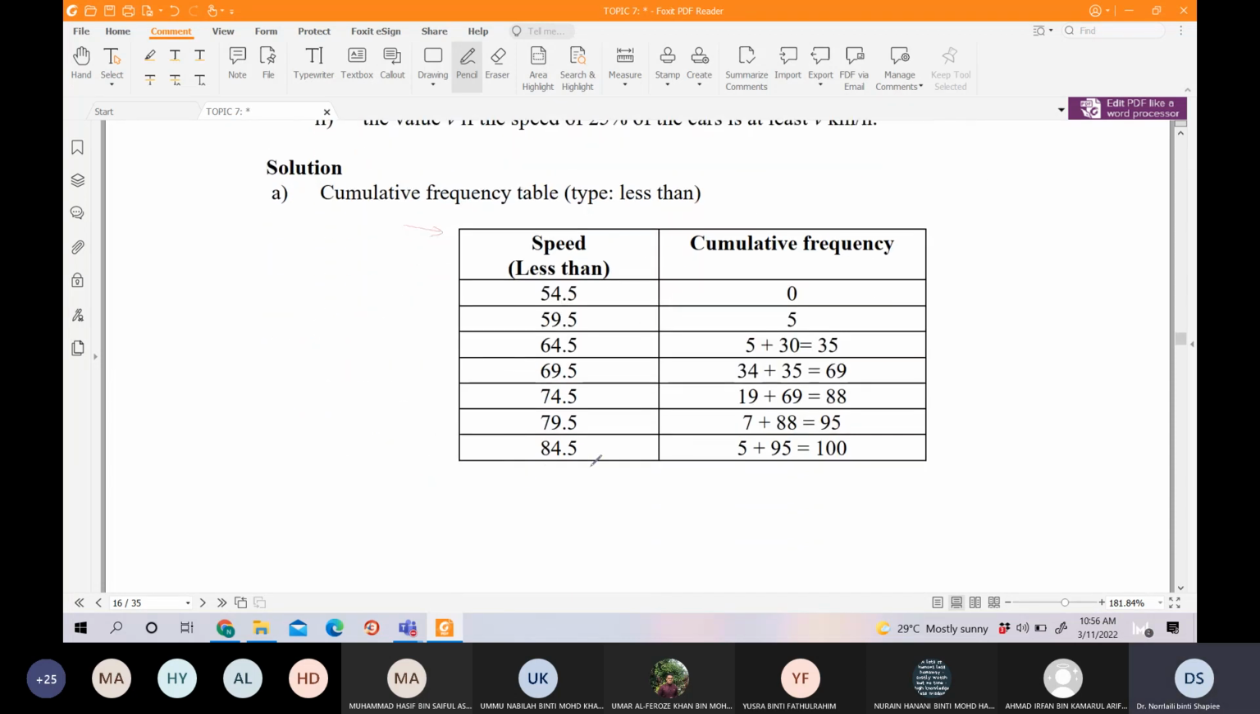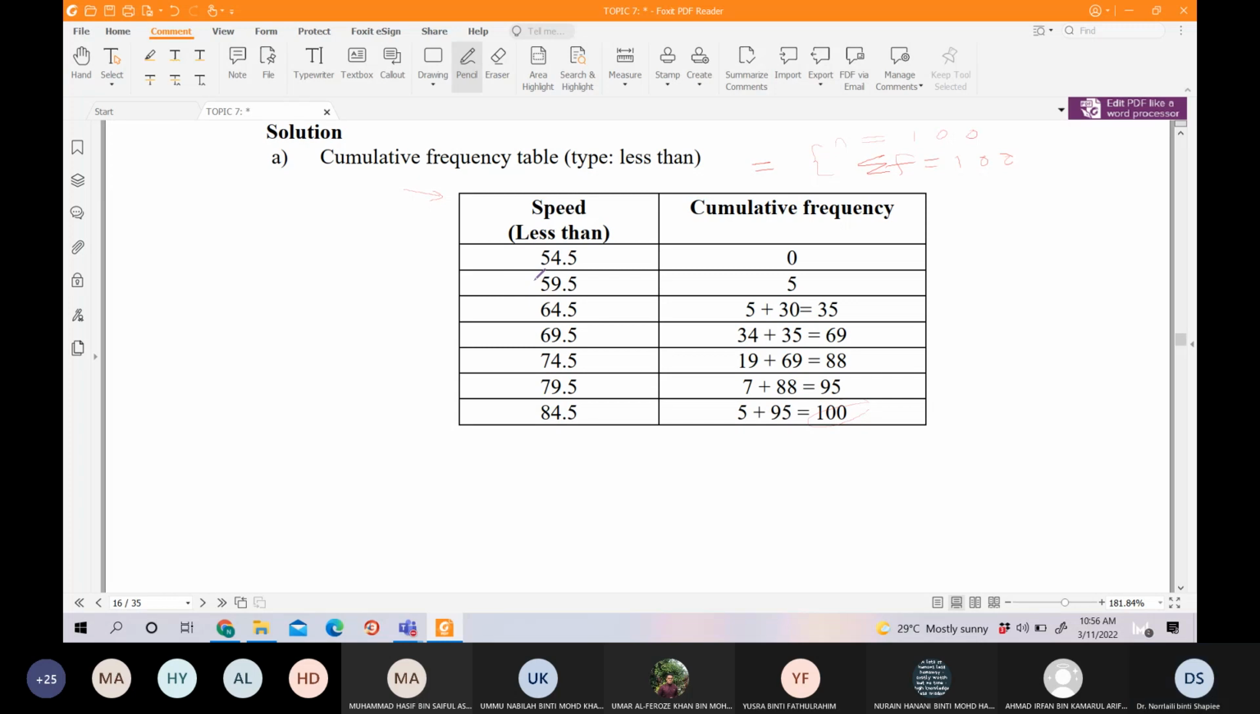Right? Okay. And this one is 100. How do you get 100? Because you have to add the cumulative frequency. It means that our total N is equal to 100, or the sum of frequency is equal to 100. This one is the same. Okay. So this one is our frequency table.